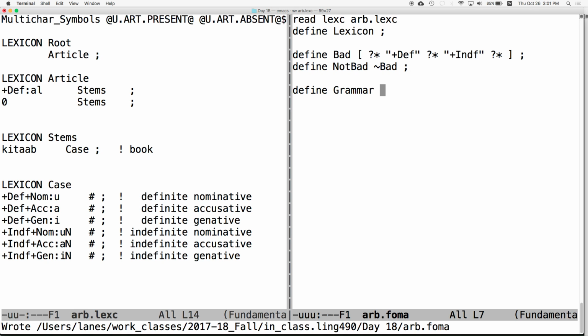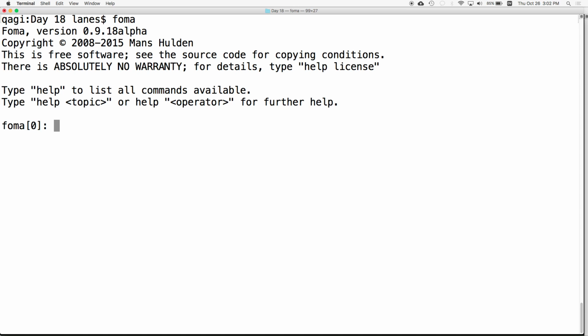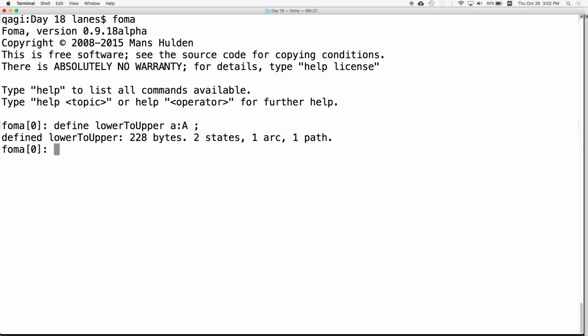Let's go back to basics. FOMA. Remember this? Define lower to upper. Define A to Z. Now, if I want my grammar to give me a lowercase a to uppercase z, which order do I compose them in?